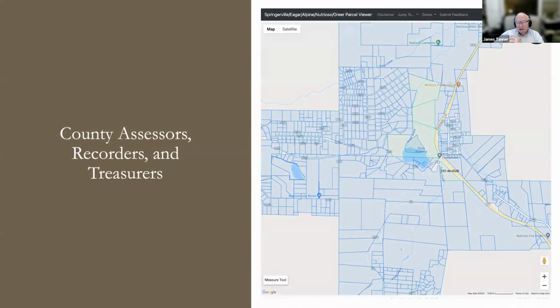So most of these documents you're going to find in county assessor offices, recorder's offices, and treasurer offices. The treasurer's office is going to have tax records, which are even more useful in some instances, because the tax records are going to show the valuation of the property. And so it will also show the ownership of the property.